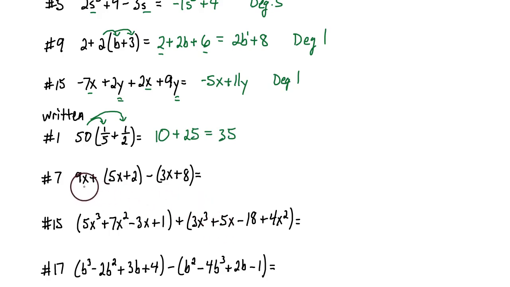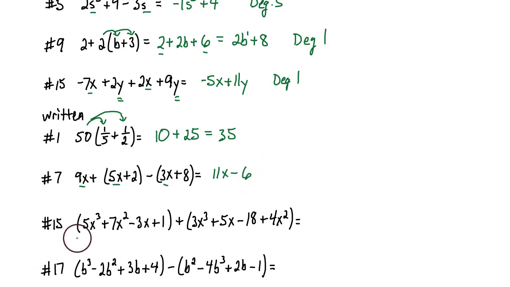For number 7, we have 9x, and then we're adding this binomial. In the binomial, there is an x term that can be combined with the 9x term. Later, we're subtracting this binomial, and in the binomial, there is an x term. So let's focus on the x terms. Start at the beginning and just work from left to right. 9x add 5x is 14x. Then subtract 3x. That's 11x. Now the constant terms. We have a +2 and then subtract 8. That makes -6.